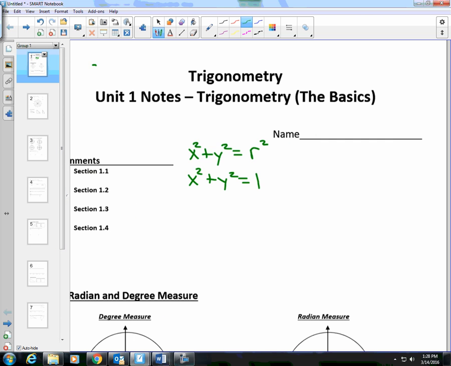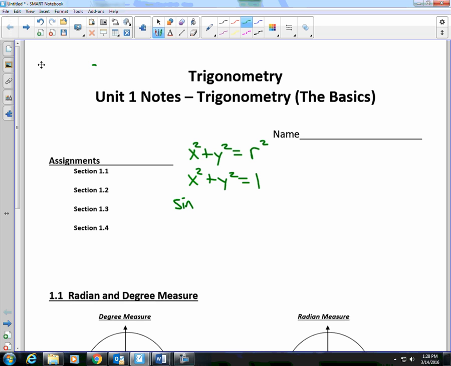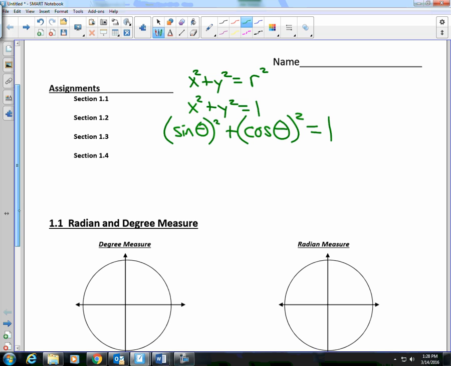So watch what I'll do here. I'm going to substitute, instead of a y, I'm going to put in a sine. And as I write sine of theta squared plus cosine of theta squared is equal to 1. In mathematics, we like to write this a little bit more shorthanded. Instead of writing sine of theta with the parentheses squared, here's the way that they write it. Sine squared of theta.